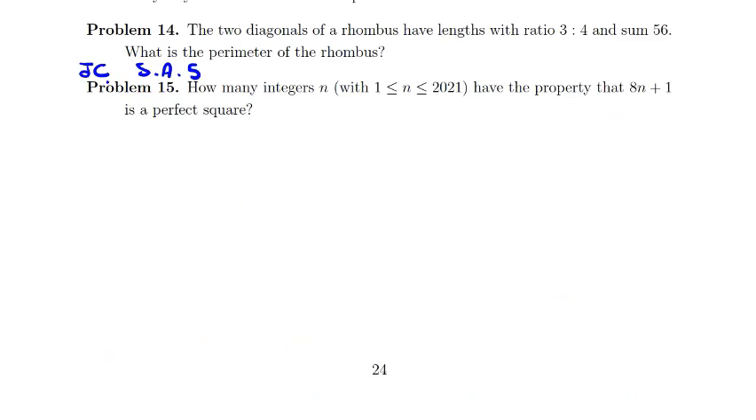Okay, problem number 15, junior part C or senior part A. Problem number 5: how many integers n with n greater than or equal to 1 and less than or equal to 2021 have the property that 8n plus 1 is a perfect square? At first, I should tell you an important idea. If a is odd, then a squared is 8 times something, for example, 8k plus 1. The remainder when divided by 8 is 1. It's very important and useful from qualifying level up to IMO.